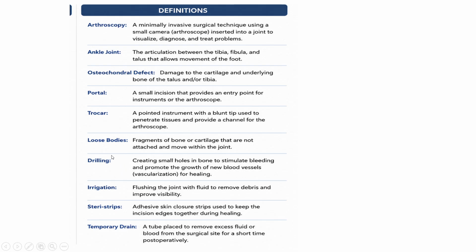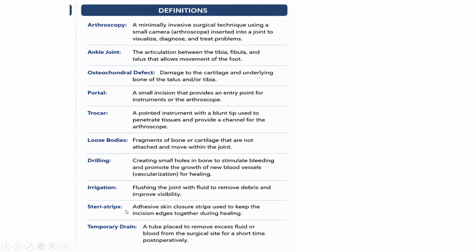Next you need to know about drilling. Here the physician will create small holes that will stimulate bleeding and promote the growth of new blood vessels for healing. That is the drilling procedure. Next, what is irrigation? Irrigation is just flushing the joint with the help of fluid. If any debris is there, it will get removed and it will improve the visibility.